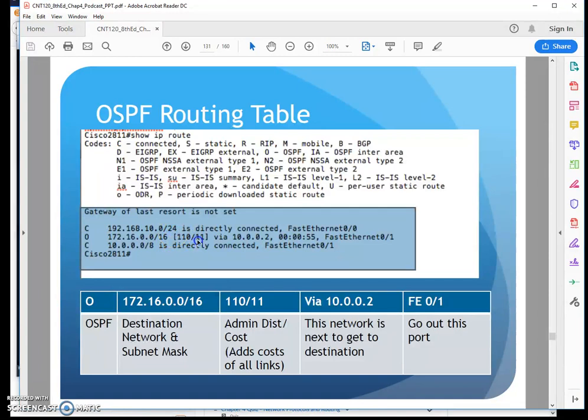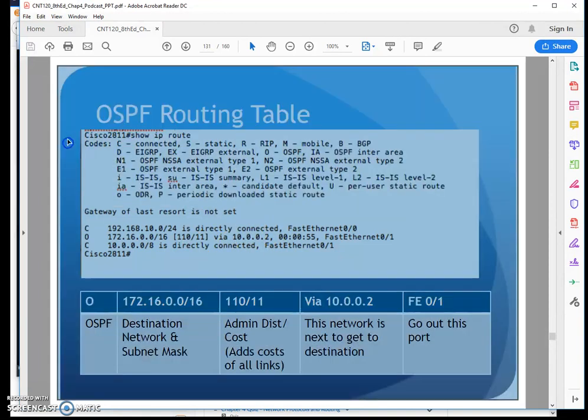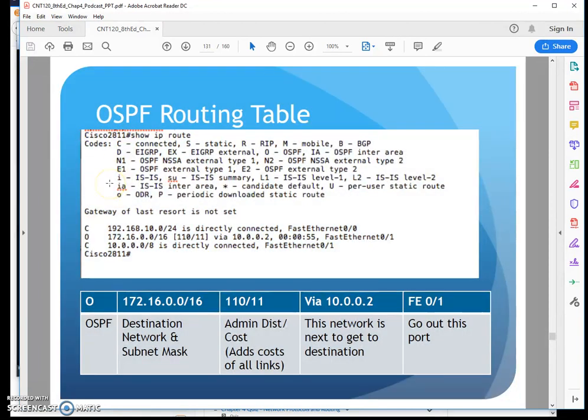And then there is the administrative distance, 110. Remember, that's a lot better number than 120. That's better information than the administrative distance of 120 for RIP. So there's decoding an OSPF routing table. Again, the router's maintaining networks and how to get to them. Networks and what port I'm going to use to get there.